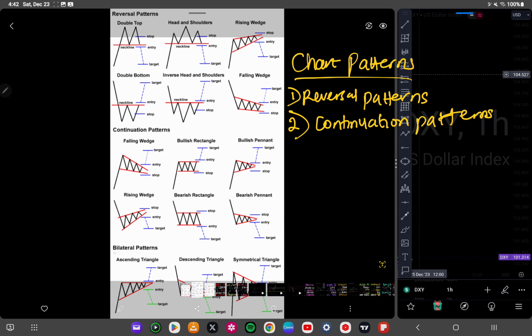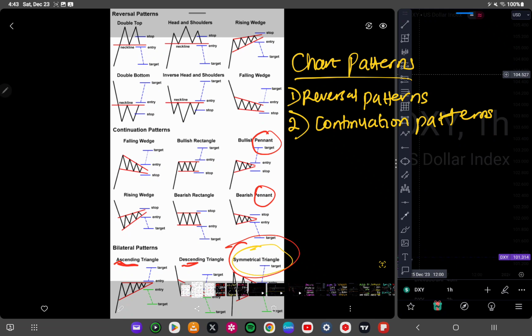I know on this image it says bilateral patterns. Sometimes I don't use symmetric, but sometimes I use ascending and descending as well. I don't use the pennants, so I'm not going to talk about this one. There are certain ones I'm not going to talk about, like the pennants right here. I don't use that, and the symmetric, so I'm not going to teach you what I don't use. It doesn't make sense.